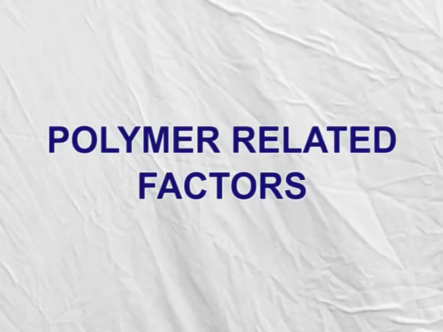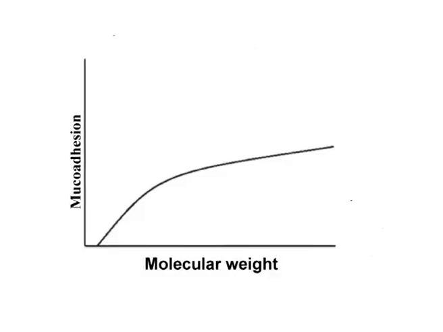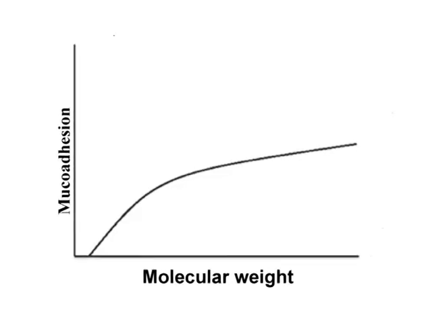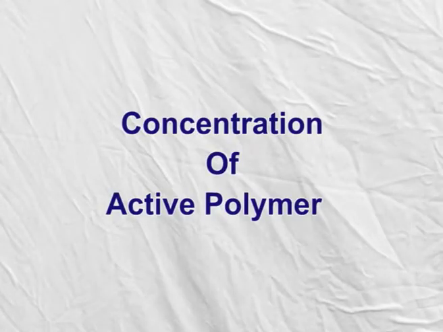There are several factors. First, polymer related factors. Under the polymer related factors, the first is the effect of molecular weight. The mucoadhesion strength of the polymer increases with increasing molecular weight of the polymer. A mucoadhesive polymer should have more than 1 lakh molecular weight. Second one is concentration of active polymer.